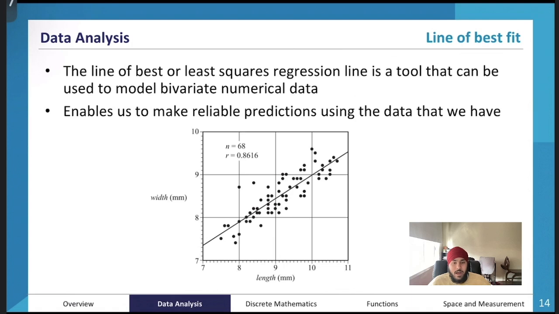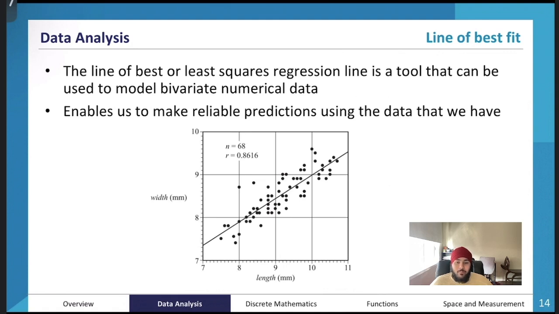And this line we can determine using our calculator. Again, I will be showing you how to do that on your calculator, although it's not necessarily required for Unit 2. So the line of best fit just allows us to make reliable predictions.